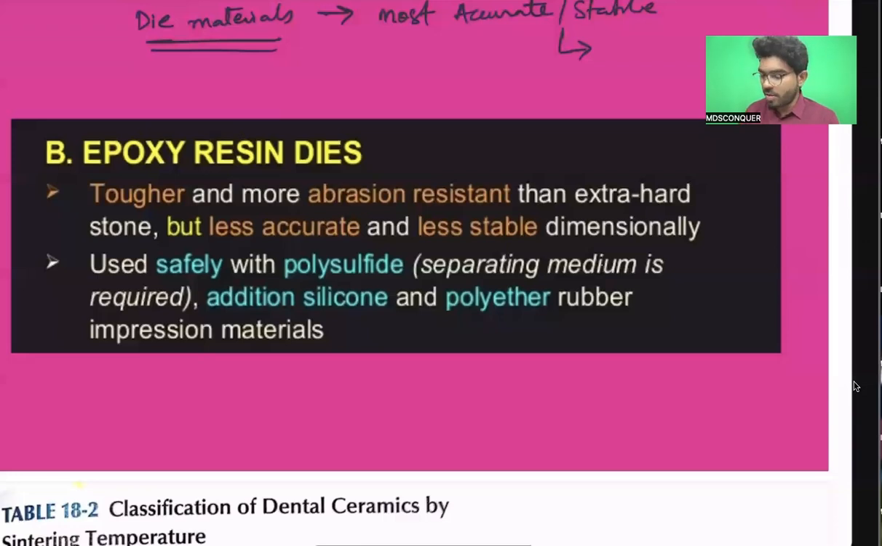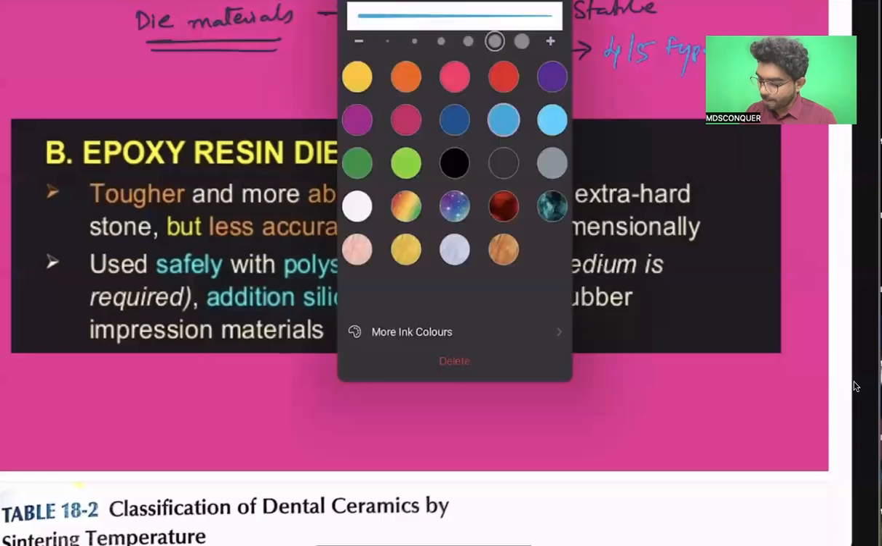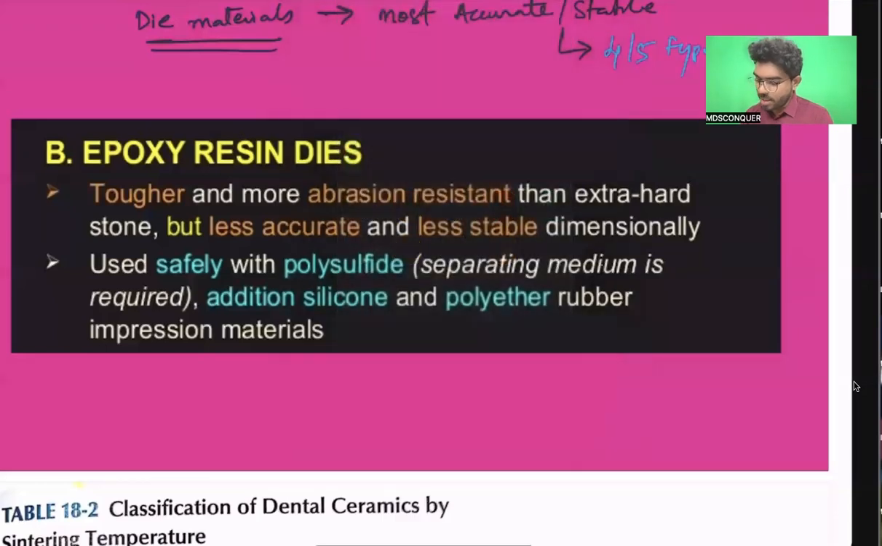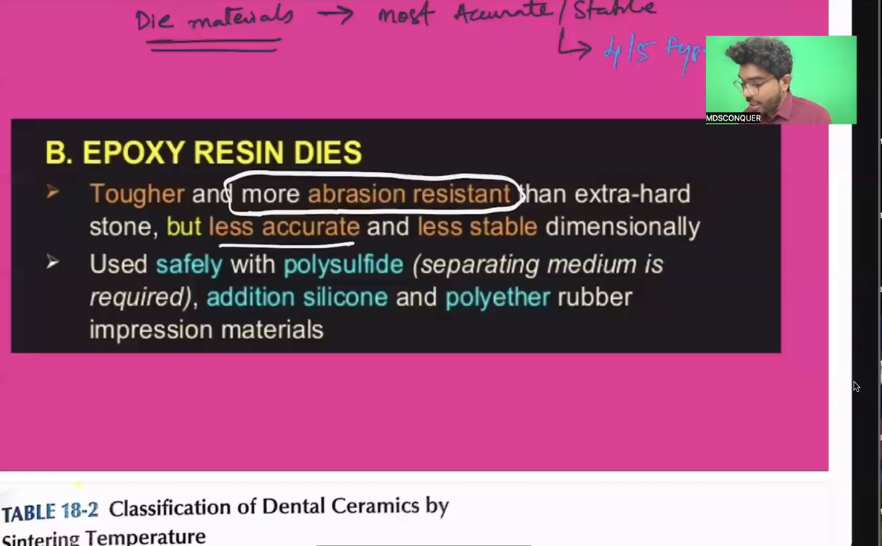The fourth and fifth types of your gypsum material, or your dye stone, are going to be the most accurate and the most stable. Now I want to add one important point related to epoxy resins. The main disadvantage of type 4 and 5 gypsum materials is that their abrasion resistance is very, very poor. Epoxy resins have more abrasion resistance, but the main problem is they are less accurate and less stable.